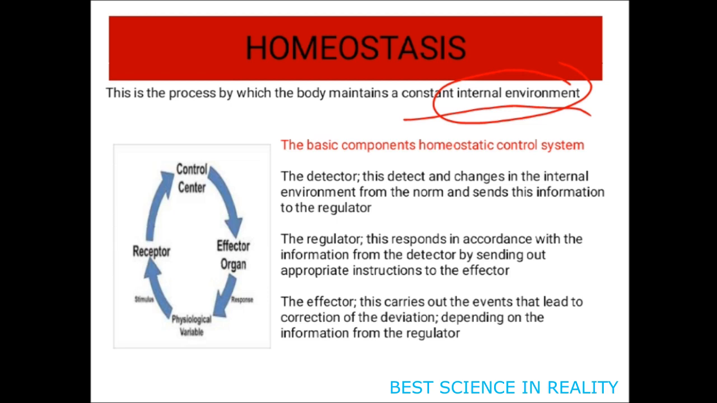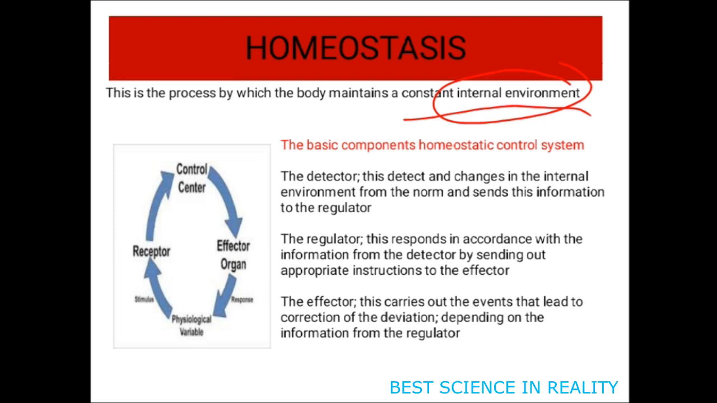So let's understand this. What is there in the internal environment? Within the internal environment, we can have temperature, we can have sugar or glucose levels in blood, and we are trying to maintain them at a constant level or at a constant state. So let's look at the basic components of the homeostatic control system. What is making up the homeostatic system?